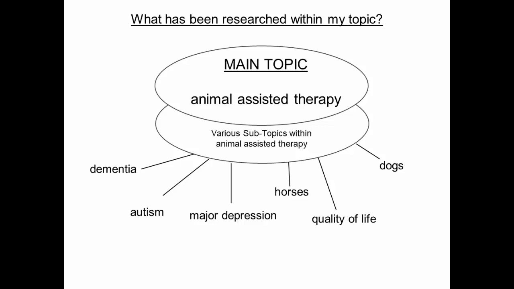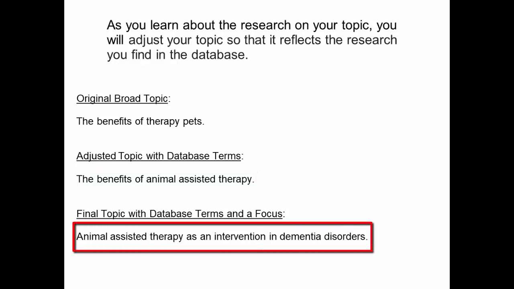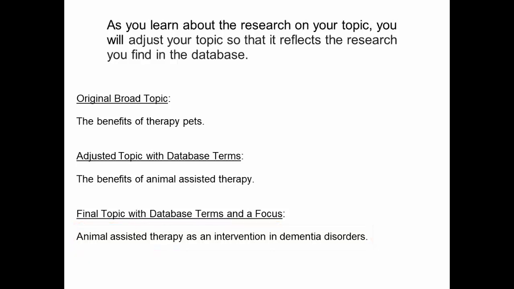Please don't be overwhelmed and think that you have to cover all the subtopics. As you learn more about your topic, you will adjust your focus to reflect the things you're finding. Remember how we started with the very broad topic, the idea of benefits of therapy pets? Then we learned that the right term to use was animal-assisted therapy. After reviewing what was available, we could focus our topic to be something like animal-assisted therapy as an intervention in dementia disorders. Just remember that it can take some time to get through this process.